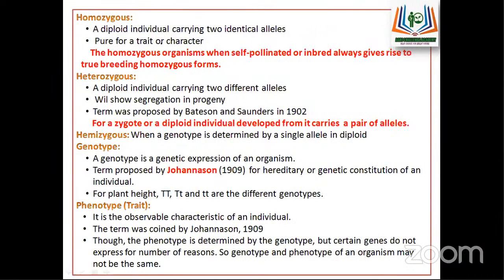I already told you what is homozygous and heterozygous. Mendel used the term pure for homozygous, and the term hybrid for heterozygous. This is information you need to remember, like what terms Mendel used, because by the time Mendel gave his laws, the terms homozygous and heterozygous were not there. So for homozygous he used the term pure parent, and for heterozygous he used the term hybrid. Okay.